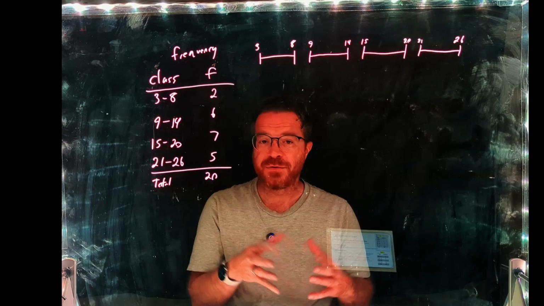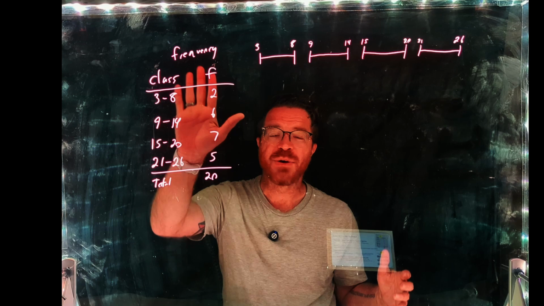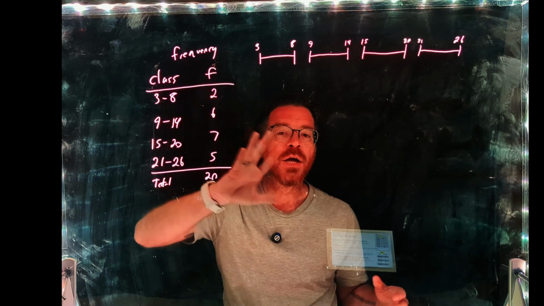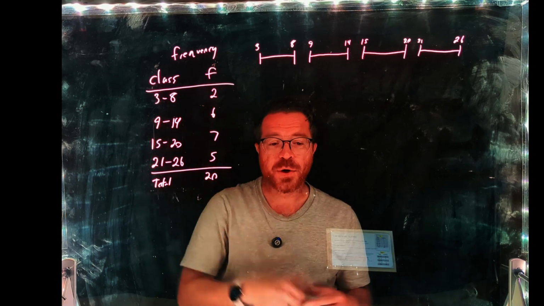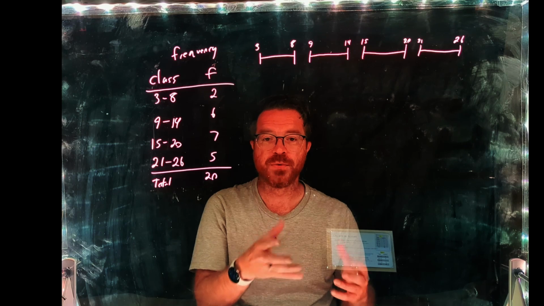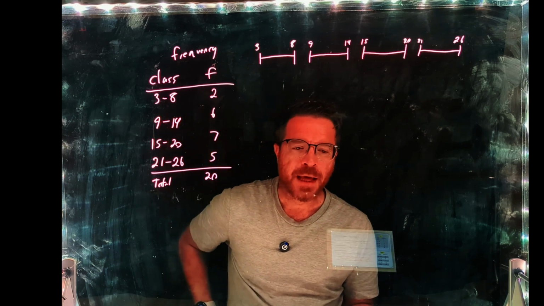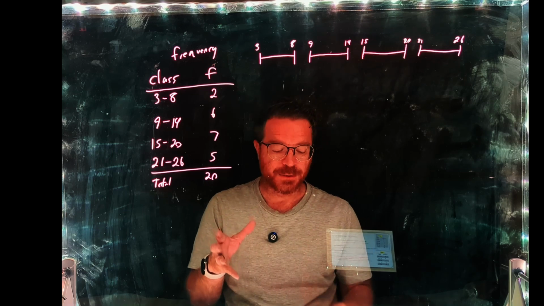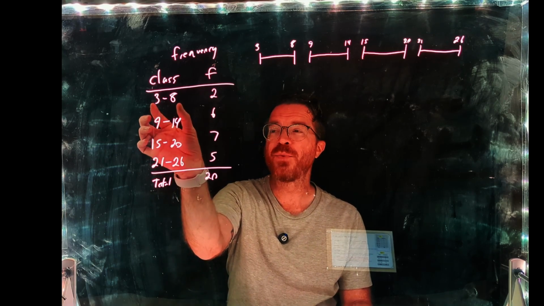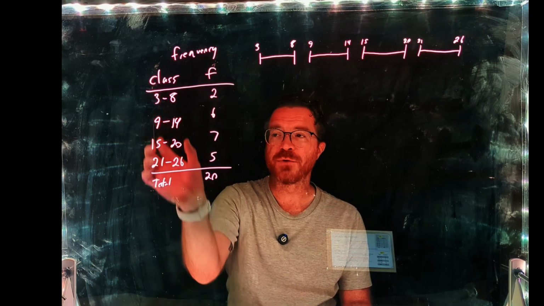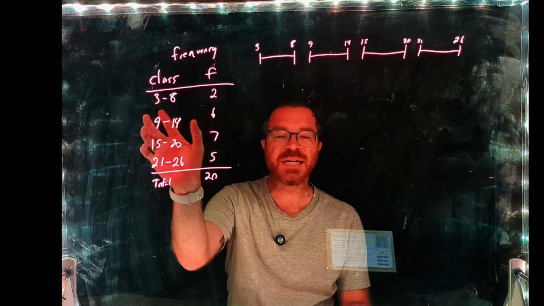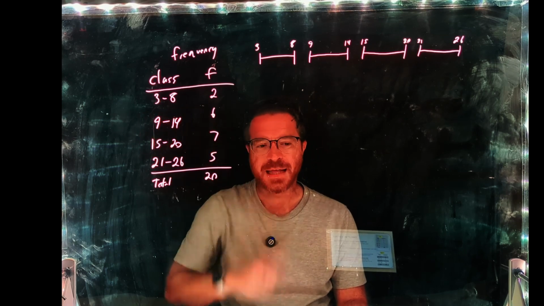For example, if you have all of your raw data, but you have no table and you have to create it from scratch, you're going to have to do a very different approach than if you were to have a partially filled out table or even a completely filled out table. So first of all, let's define what the class width is. Class width is just the width of your initial intervals, your classes. So in this case, from 3 to 8, what is the width of that class?